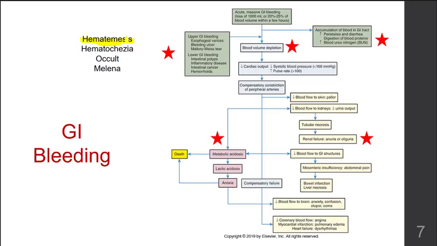Another term to be aware of is called hematochezia, and this occurs when there's bleeding in the stool, but it's usually a bright red blood. This is more typical of GI bleeds that occur very fast. So there's very fast bleeding, and there's not enough time for the body to digest it much. It moves through the body and ends up bright red in the stool.